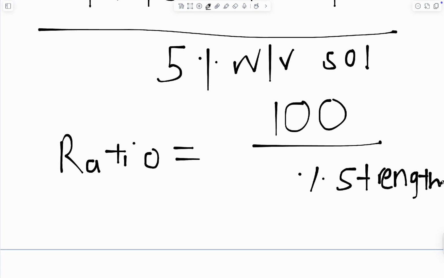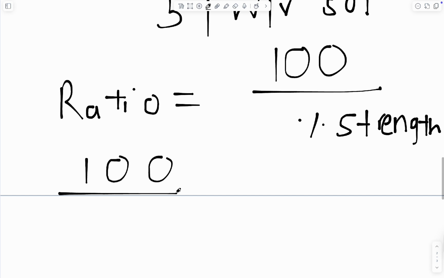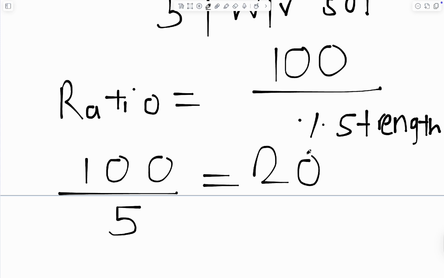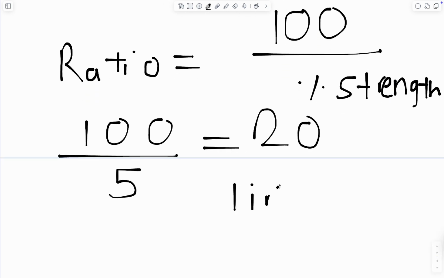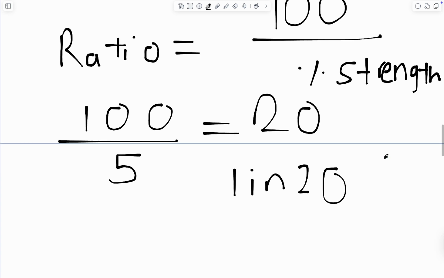So let's put that into practice. Remember, we've got a 5% solution and we want to make it a ratio strength. So I'm going to do 100 divided by the percentage strength, which is 5. We know that 100 divided by 5 is 20. So this is going to be 1 in 20. That's always your last number, never the first. It's always 1 in x, as people normally say, so that is going to be your x value.